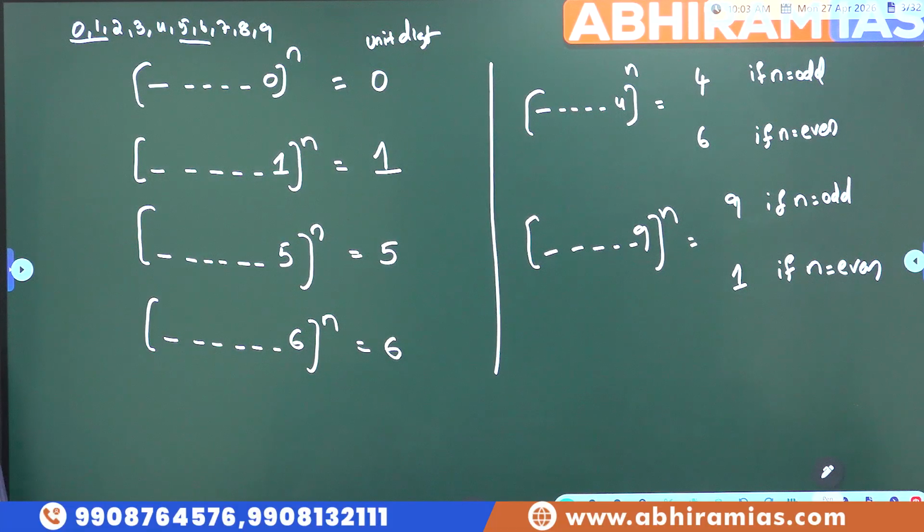4 and 9 will have two chances. 0, 1, 5 and 6 will have the same number, 0, 1, 5 and 6. For 4 and 9 we will have two chances, and it depends on the power, whether it is even power or odd power. బట్టి కొట్టవాకండి. మళ్ళీ చెప్తున్నాను, ఫస్ట్ సెకండ్ పవర్స్ గుర్తుపెట్టుకొని సరిపోతుంది. యూ విల్ ఈజీలీ రిమెంబర్ ఇట్.